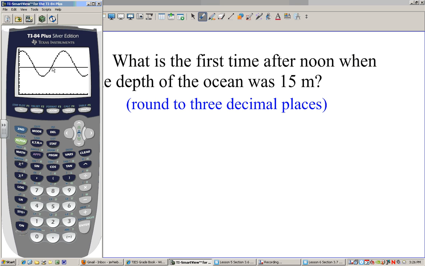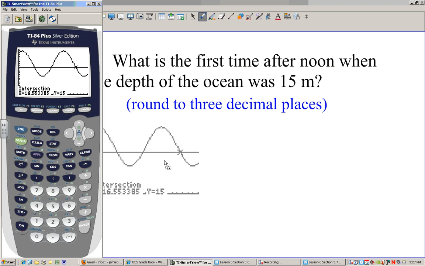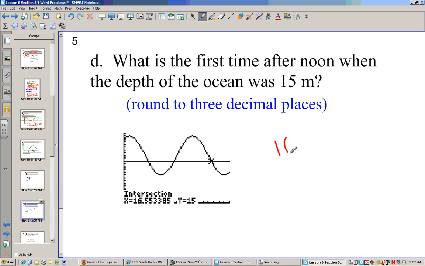So if this data point was too small, what we'll need to do is find this data point. So second trace, intersect, which is number 5, enter, enter, and then our guess, we just move this over. And it's at 16.5. So 16:30, which would be about 4:30 at night.